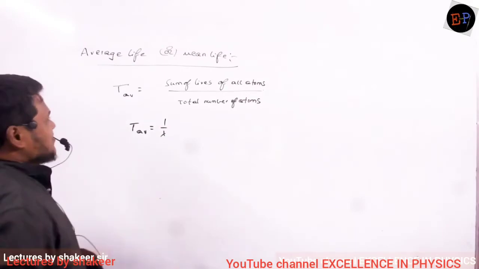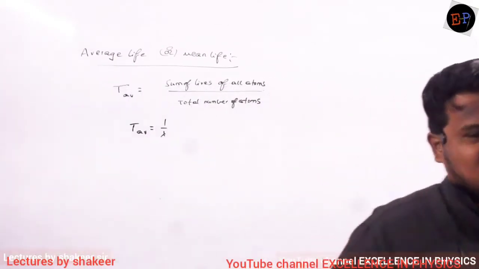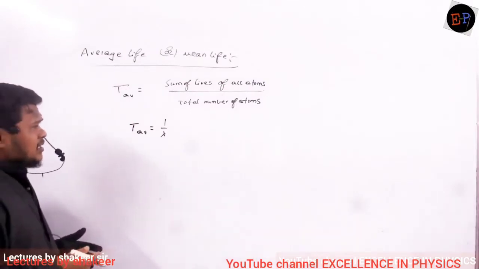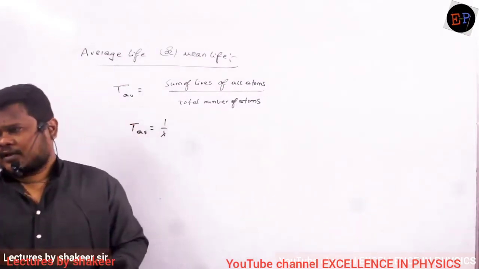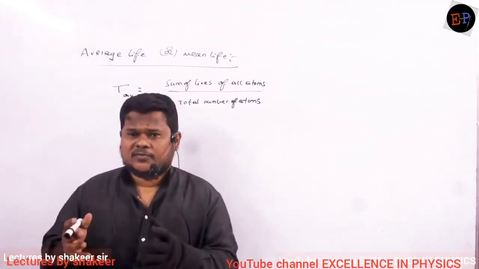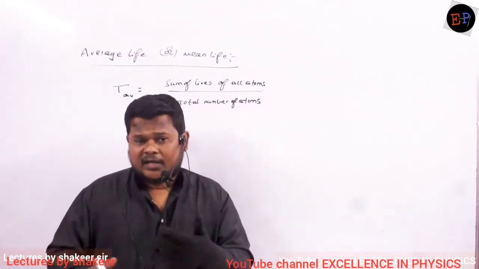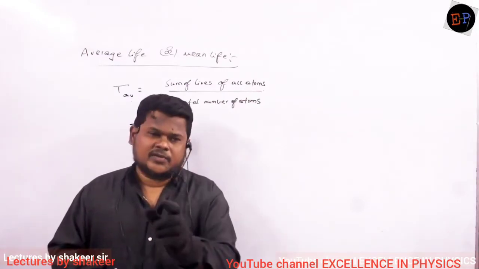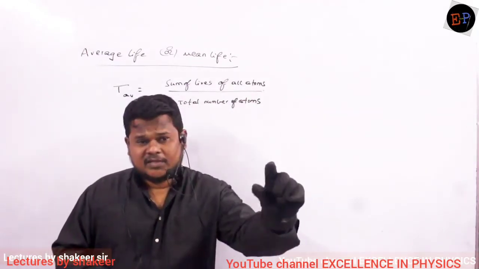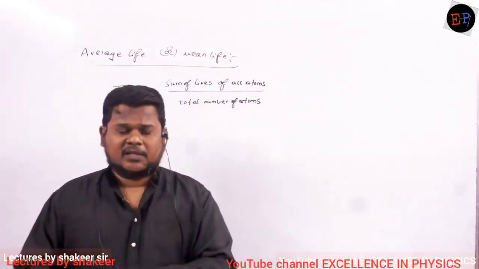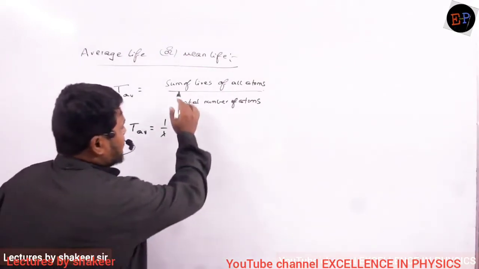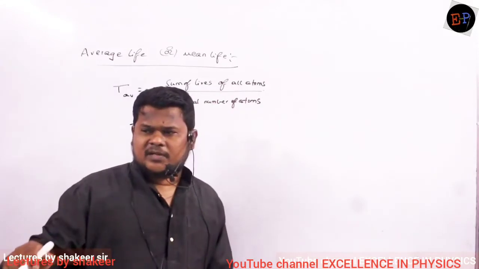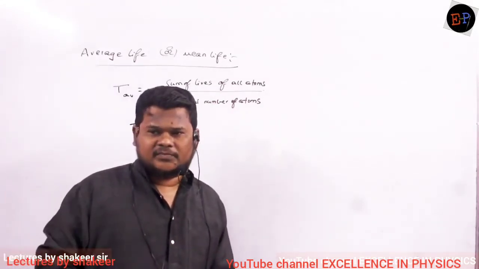So next concept is average life or mean life. See here, when an atom will disintegrate, we don't have any idea, no? According to Rutherford's law of radioactivity, when an atom disintegrates or when an atom doesn't disintegrate, we don't have any idea. So what we do is we take the average life of each atom present in a radioactive substance. And how can I calculate that? Sum of lives of all atoms. For example, if 100 atoms are present, what is the time taken for all the 100 atoms to disintegrate? Are you able to understand?